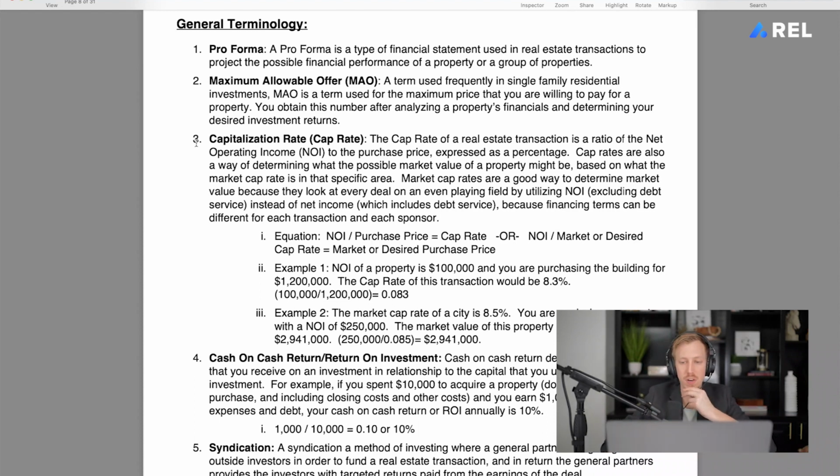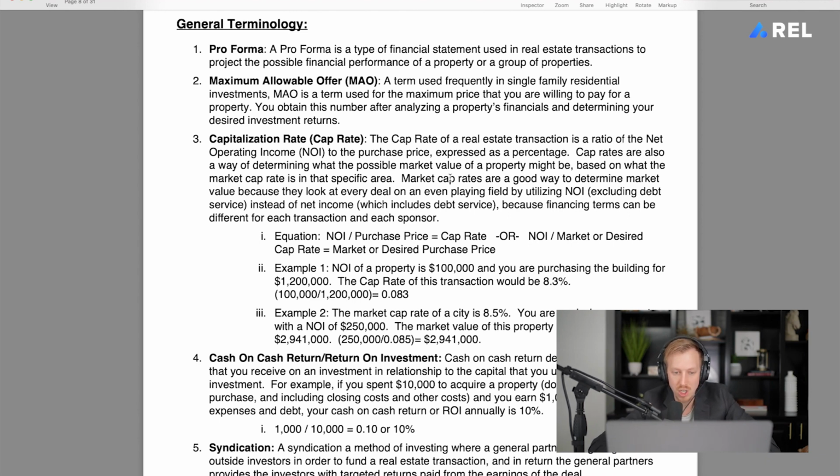What is a cap rate? I'm going to go over cap rates basically, and I might go over them a little bit more in a separate video. But a cap rate of a real estate transaction is a ratio of the net operating income to the purchase price, expressed as a percentage. A lot of people get confused with cap rates. Cap rates are also a way of determining the possible market value of a property based on what the market cap rate is in that specific area. Market cap rates are a good way to determine the market value because they look at every deal on an even playing field by using NOI, excluding debt service, as I told you guys before, instead of net income, because the financing terms can be different for each transaction and each sponsor.